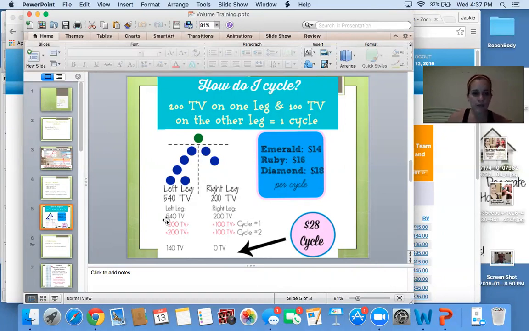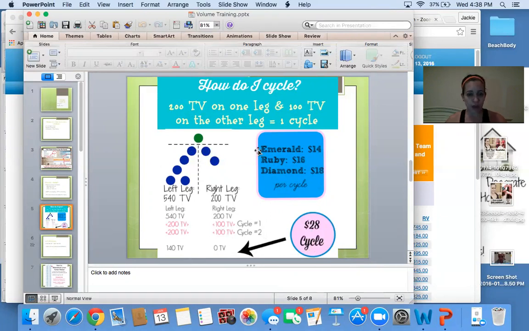Every time I can subtract 200 and 100, I will get one cycle. That will, as an emerald coach, equal $14. Then 540 minus 200 is 340. I can still subtract 200, so I'll do that. 200 minus 100 leaves 100, so I can subtract that. So off of this volume, I am able to cycle 2 times, which gives me a $28 cycle because this particular coach is emerald.